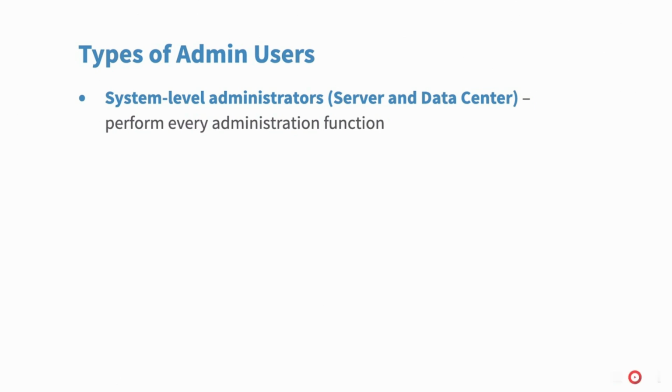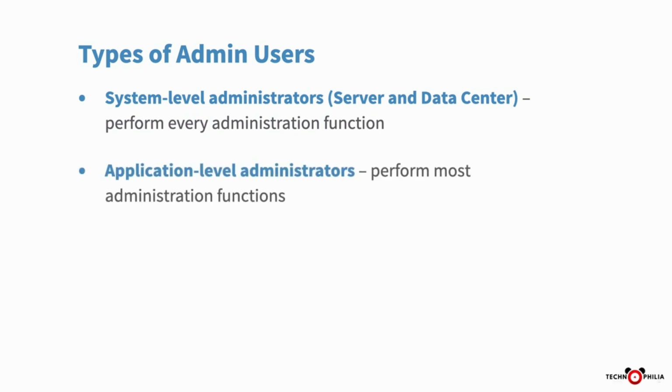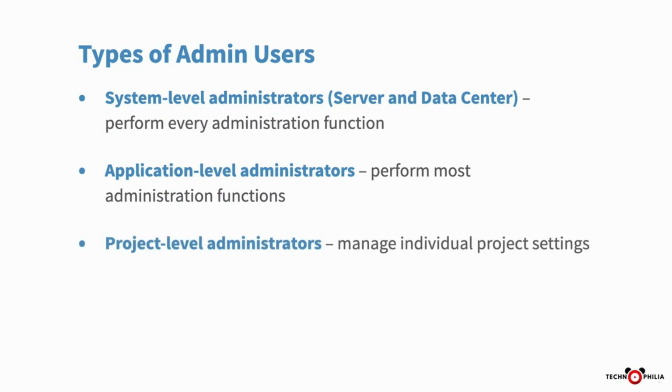Sysadmins do things like configure the mail server, configure background services, and run health check tools. Application-level administrators can perform most Jira administration functions, like creating projects, managing users, and granting permissions. And project-level administrators can manage settings for individual Jira projects. They can create components, versions, and manage users in a specific project.